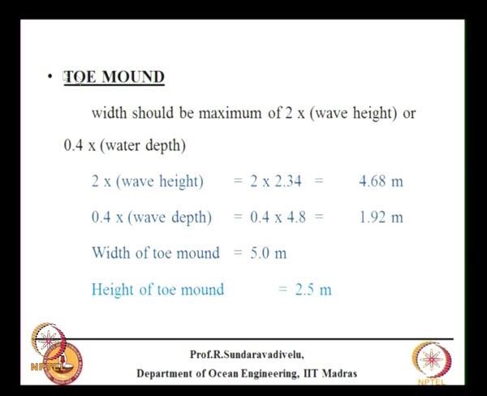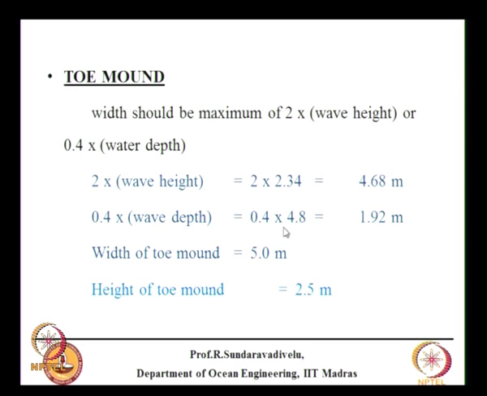Then we have another important parameter called the toe design. I was repeatedly telling you that most of the failure is because of the failure of the toe mount. There are two things to be designed, one is the width, another is the height. The width of the toe mount is based on two criteria. It is the maximum of twice the wave height or 0.4 times the water depth. Use two considerations: how much is twice the wave height and how much is 0.4 times the water depth.